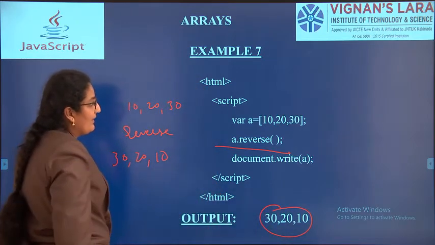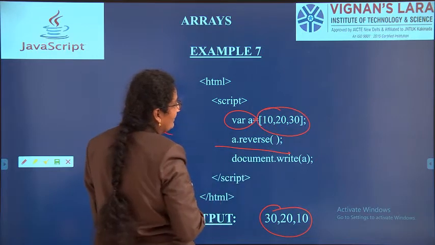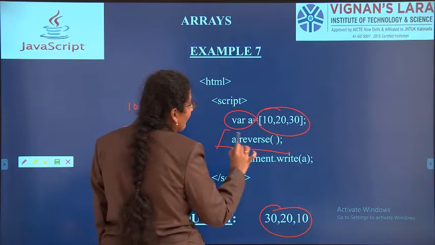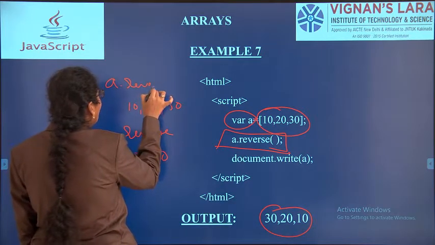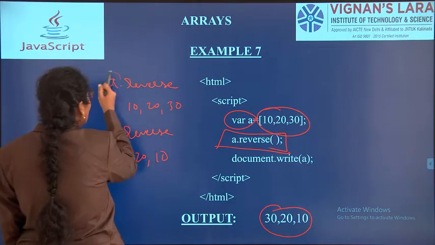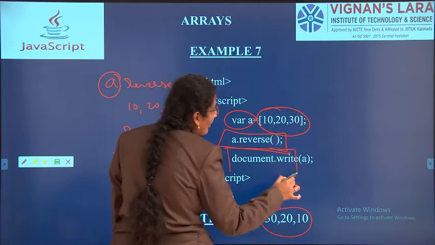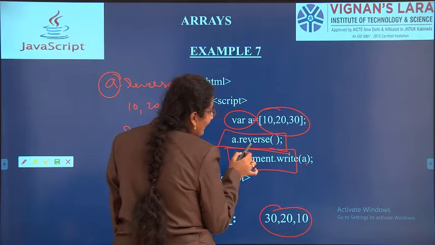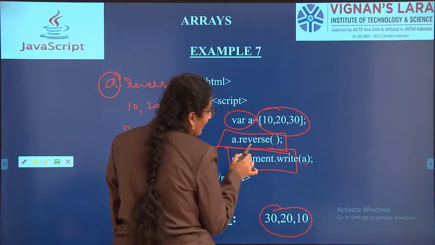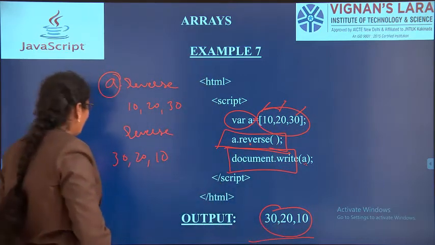How is this happening? Creating the array, initializing and declaring the array, and using the array method reverse, that is nothing but A dot reverse, because A is your array name. After that, if you want to print the output, document.write is the output statement. What you want to print is A. In A you have already done reverse, so 30, 20, 10 will be printed in reverse.